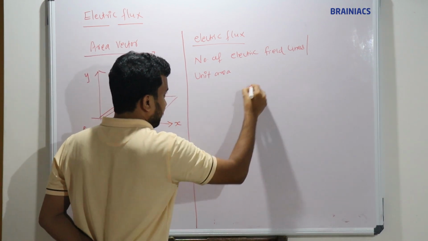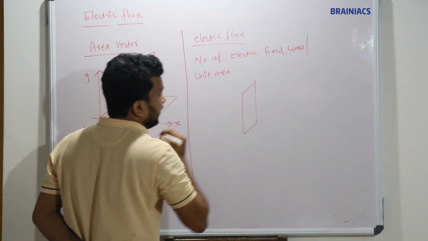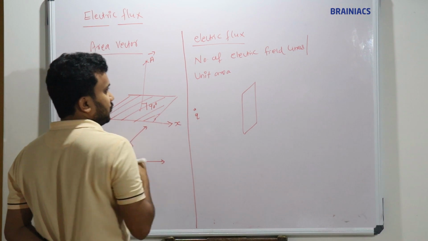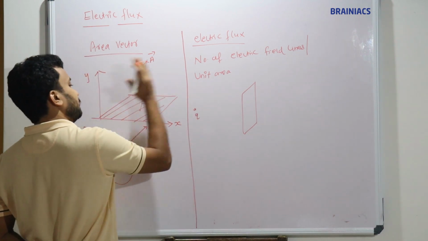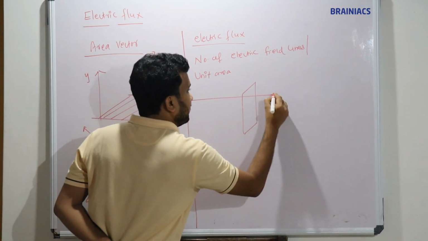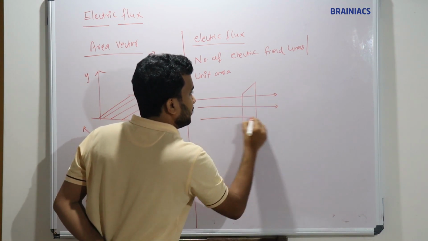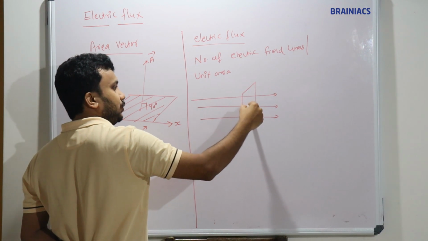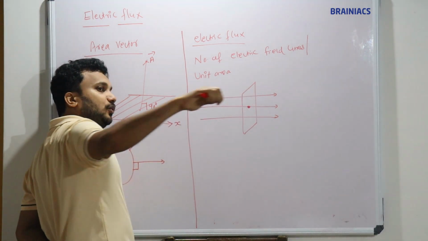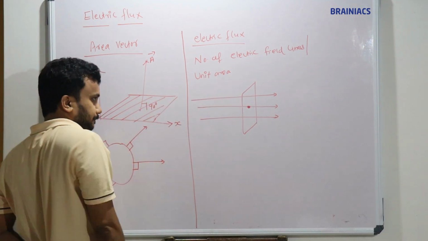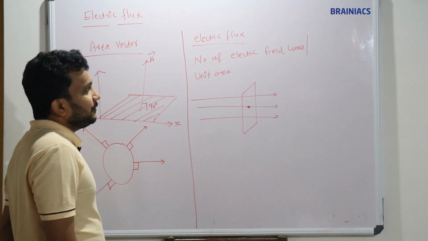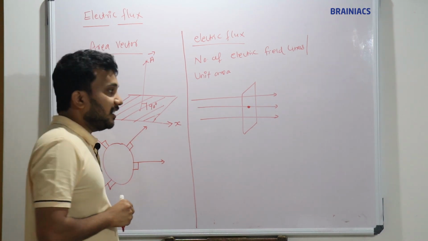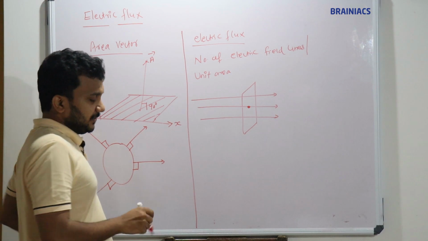Suppose I have a surface like this one, and I place some charge here. Because of this charge, electric field lines are going like this. The area vector of this area is pointing outside. So here, electric flux simply indicates the number of field lines passing perpendicular to the surface.